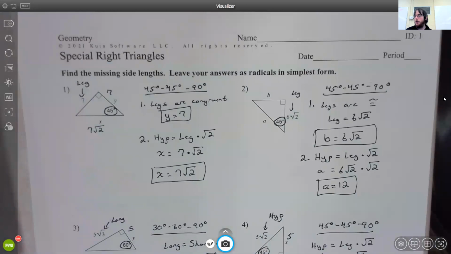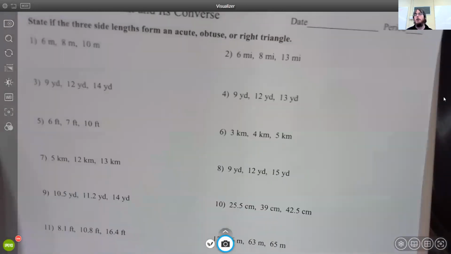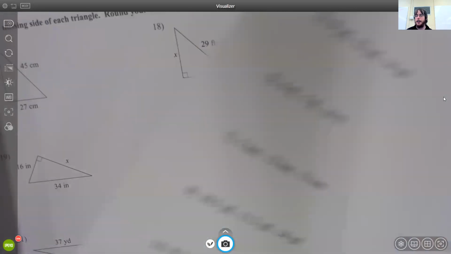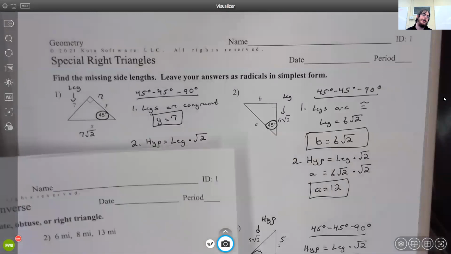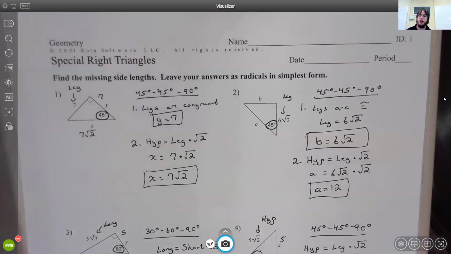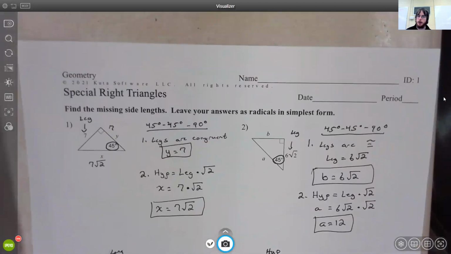I'm not going to do a video on the Pythagorean theorem and its converse. I'm just going to post the key for that because most of it was already covered in the instructional videos that we did, okay? There's a bunch of examples that are worked out as well.